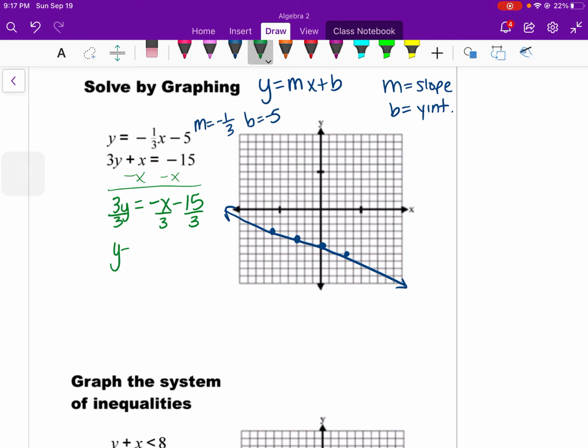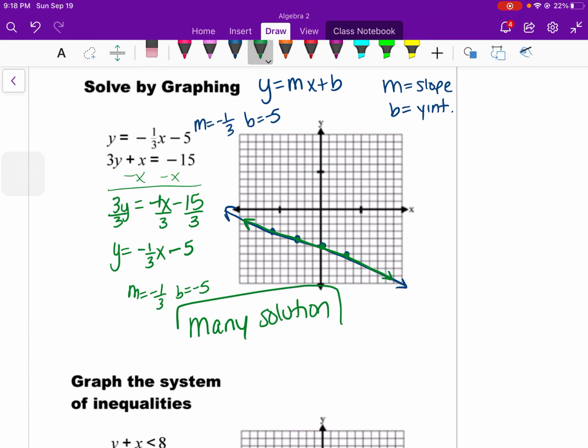So we're going to get y equals, and negative x divided by 3 is the same thing as negative 1x divided by 3. So I'm going to leave that as just negative 1/3 x, and then negative 15 divided by 3 is negative 5. So graphing this one has a slope of negative 1/3 and a y-intercept of negative 5. So it ends up being actually the same line. So that means that these intersect in all points. So my solution is many solutions. So same line, many solutions.